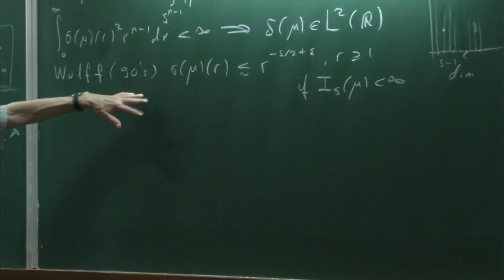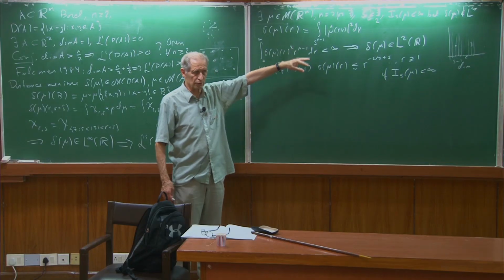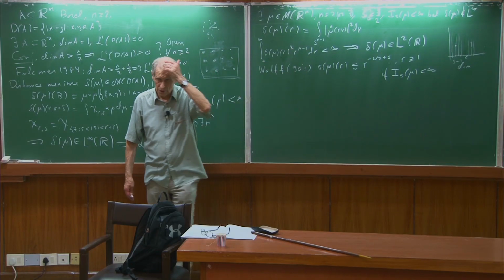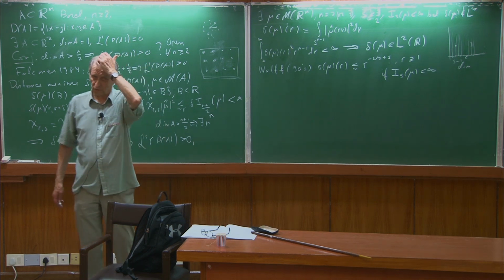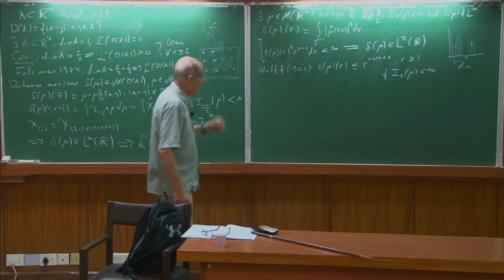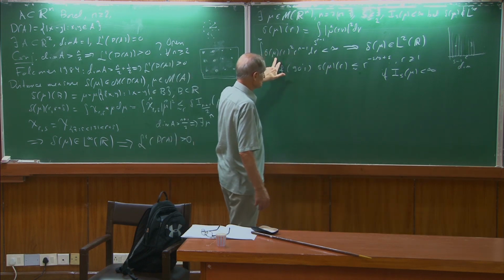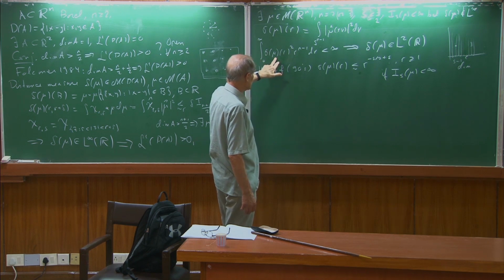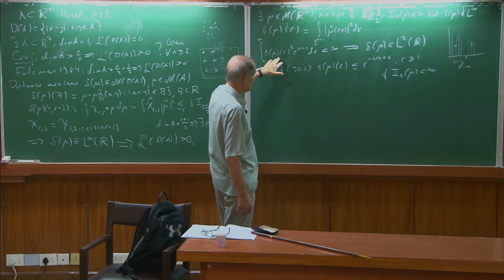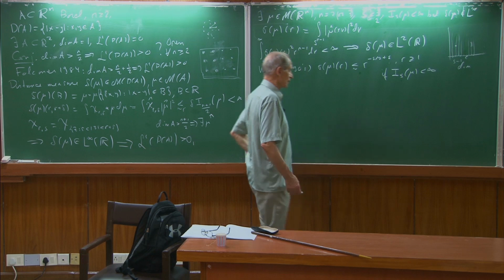For this he used, well, there is some kind of Fourier restriction already in this formula, and he used the methods that they had developed in connection with the restriction theory. And when you plug in this estimate here, then you will get that this integral is finite if you have I_s(mu) finite for some s bigger than 4 over 3.